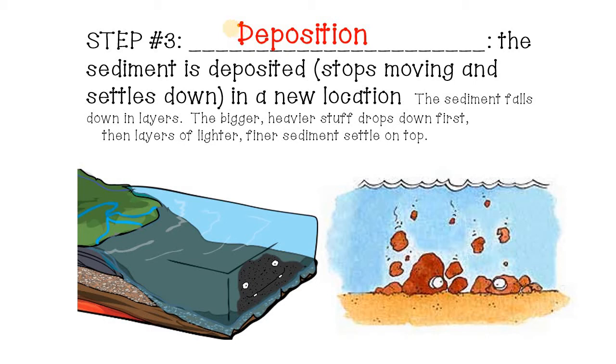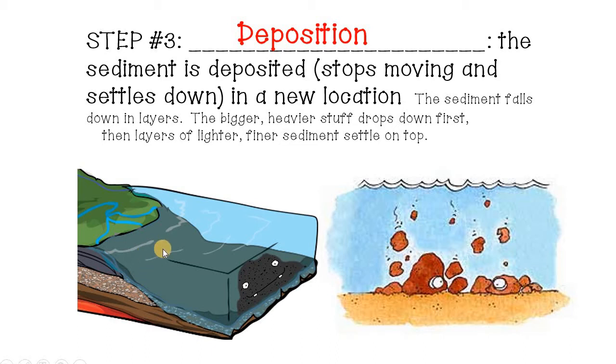So deposition is where the sediment is deposited. It stops moving and it settles down in a new location. And so usually this involves a body of water, or it can sometimes involve wind, and then the wind stops blowing and it deposits it. But usually it's going to be a body of water.